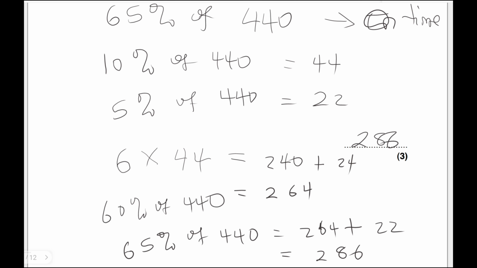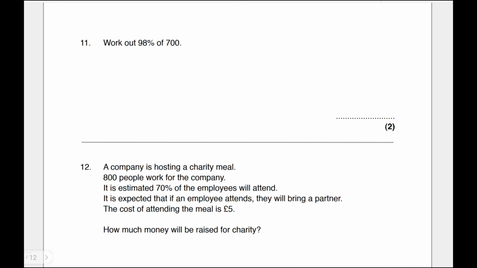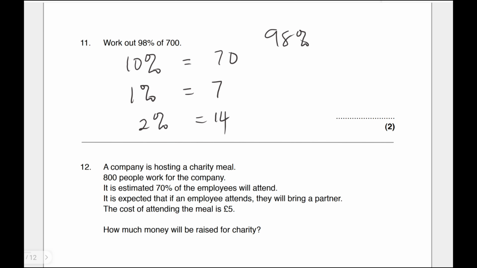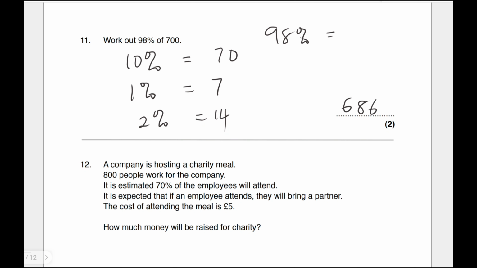286 trains were early. So work out 98% of 700. Simple. First of all, what is 10%? If you remember, 10% is going to be 70. So that means 1% is going to be 7, and that makes 2% to be 14. So 98% is going to be 700 minus 14. That will be 686.